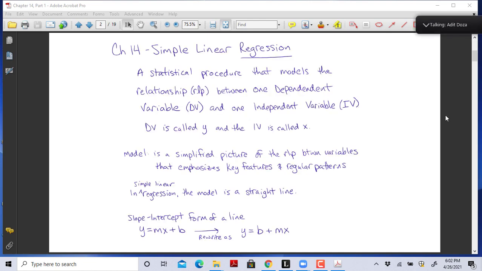So we have studied the simple linear regression. You have to know the definition, like what is a simple linear regression. So we usually have one dependent variable and one independent variable for a simple linear regression, right? So it's a simple picture of the relationship between the variables that emphasizes key features and regular patterns. So you guys need to know the definition of simple linear regression.